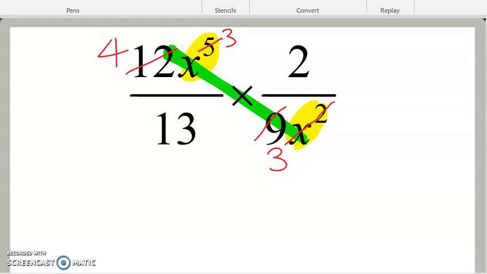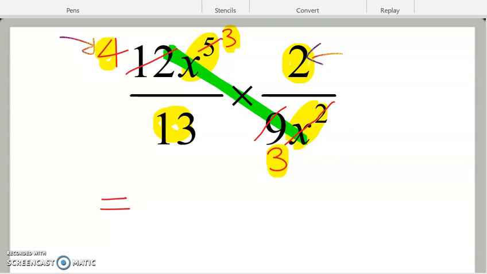All right, anything else can cancel? Let's do a quick little check. I've got a 2, I've got 3, I've got 13, I've got 4, and I've got x cubed now. Can't cancel the 4 and the 2 because they are both horizontal. They're in the numerator. Cannot cancel horizontally, only vertically and diagonally.